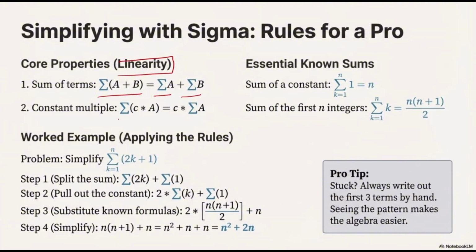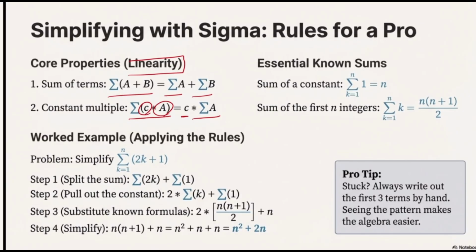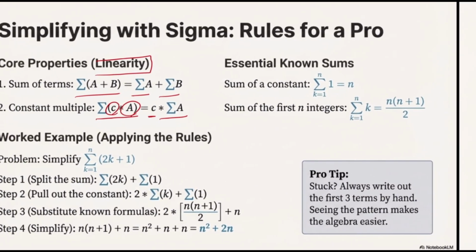Then the constant multiple. It means that sigma of c times a is going to be c times sigma of a, if I assume c is just a constant number and a is an expression. Also, beside that, we do have two important formulas. It doesn't hurt if you remember them.